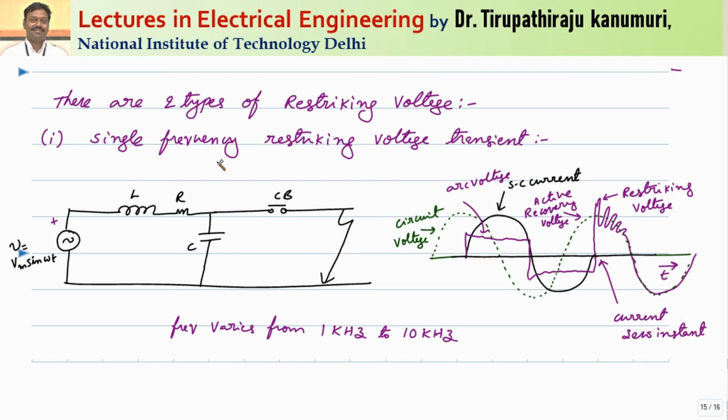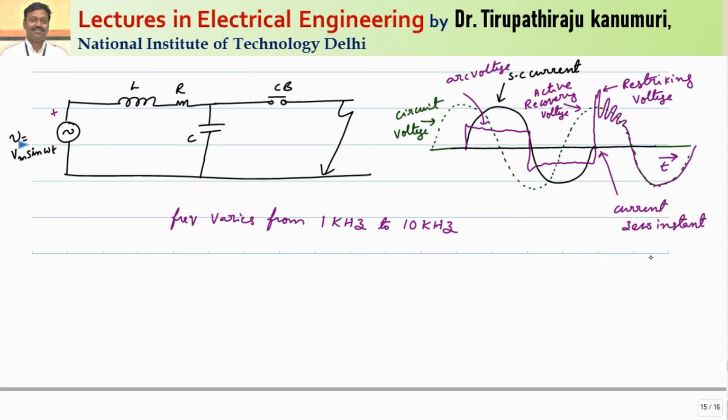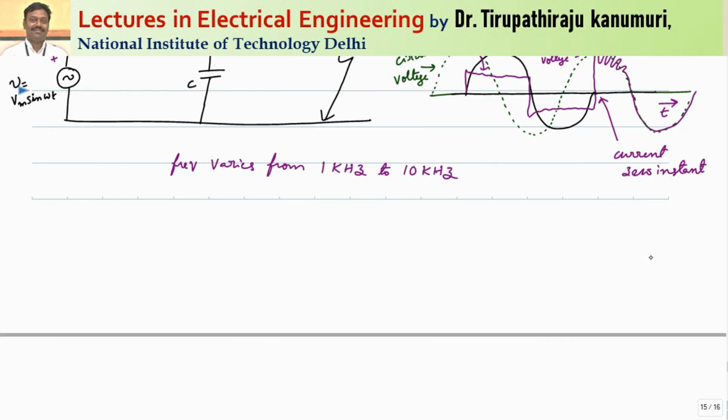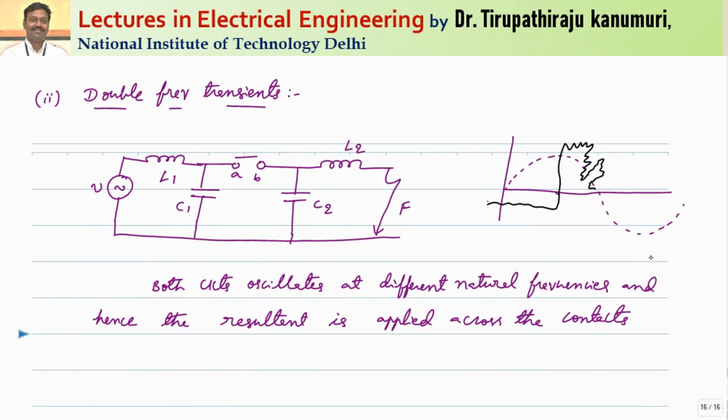The first one is called single frequency restriking transients. This comes when the fault happens near your circuit breaker. Only one LC circuit is there, and we have already derived how the frequency of oscillations comes and dies out. So this will be the waveform, and generally this frequency of oscillations will vary from 1 kHz to 10 kHz.